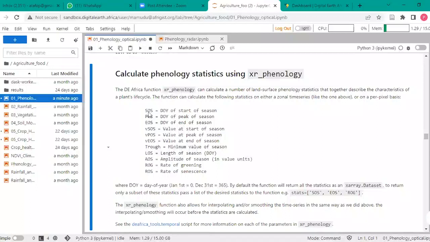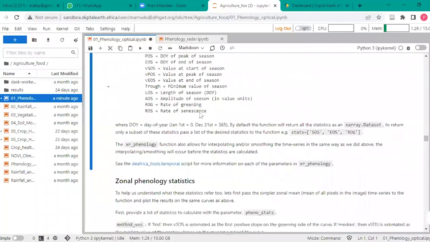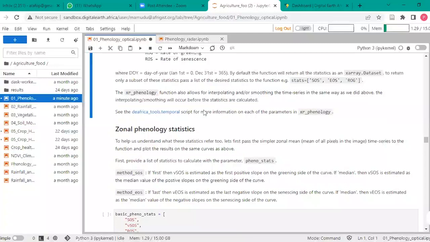And this will be done based on the day of year of the start of season, the day of year of the peak of the season, the day of year of the end of the season, the NDVI values at the start of the season, NDVI values at the peak of the season, and NDVI values at the end of the season. Now, it also calculates the minimum value of NDVI during the season, the length of the season, the amplitude of the season, the rate of greening, and the rate of senescence. So these are the parameters that are going to be calculated in running the phenology for our study area.